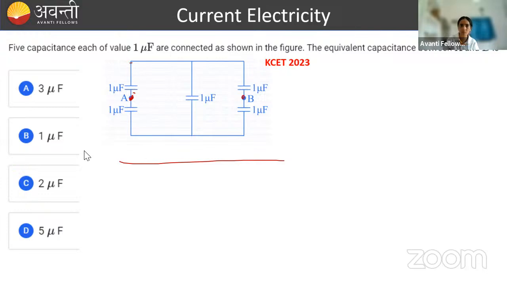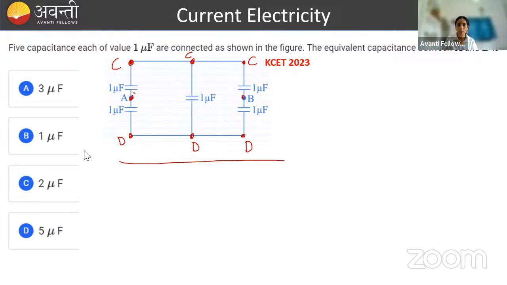That is the logic. Suppose this point's potential, I call this point C. So this point is also C in terms of potential. This point is also C in terms of potential, right? Similarly, I'm calling this D in terms of potential. So this is also D and this is also D. So how many points are there?